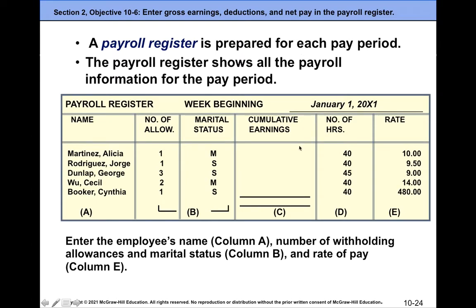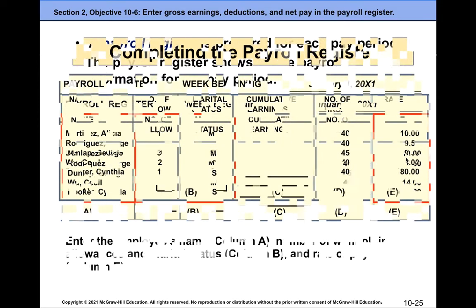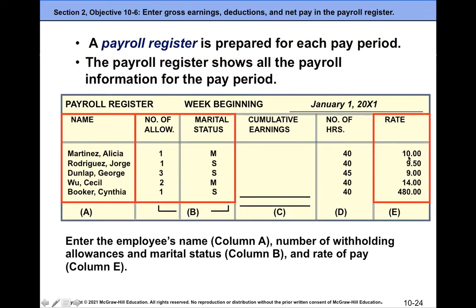This will be given to you. You have names, number of allowances, right? This will be given to you. Marital status, pay rate. This is all given to you. How many hours employees work.